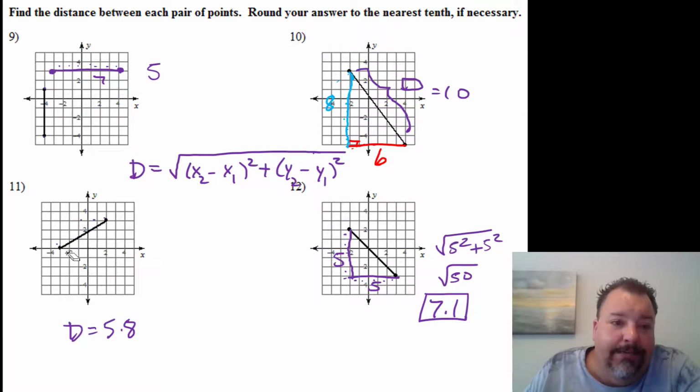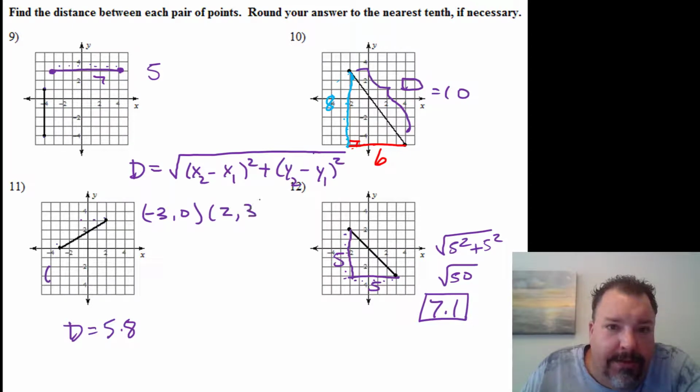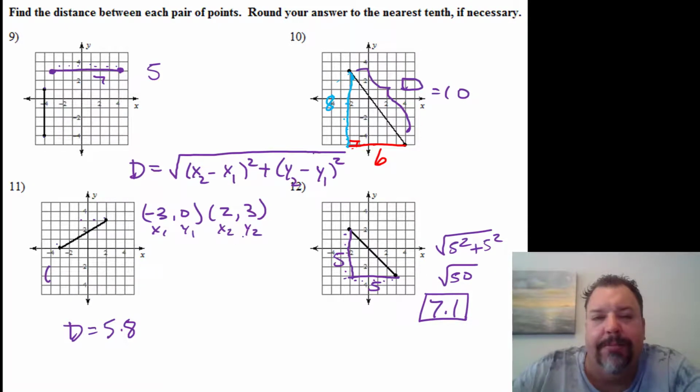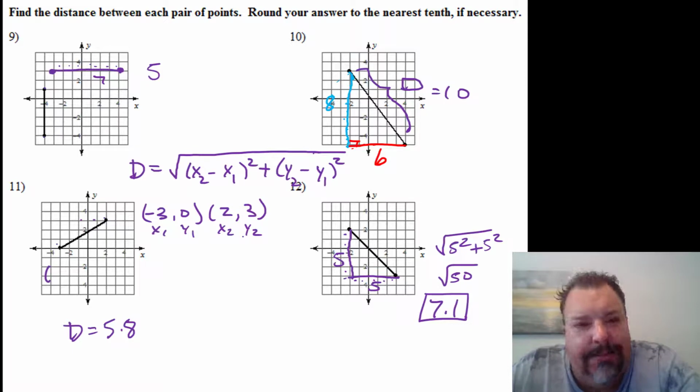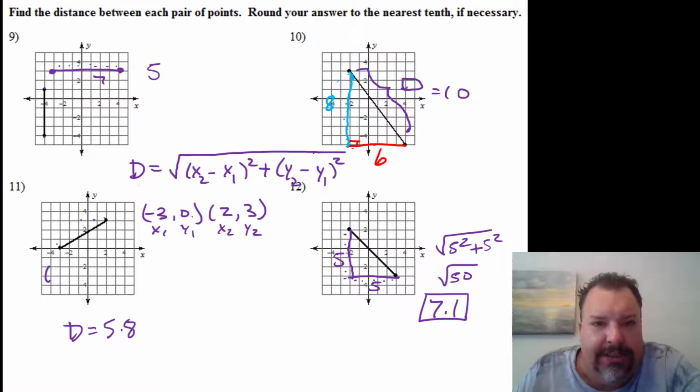So let me go back here and pretend we don't know the distance is 5.8. So here I've got a point of negative 3, 0. And I've got a point over here that is at 2, 3. And then I would label it. So label this guy x1, y1, x2, y2. Again, just like with midpoint, the order that I label them doesn't matter. I could call this the x2, y2, and this one the x1, y1, doesn't matter, as long as you are consistent. So this is our first point, this is our second point.